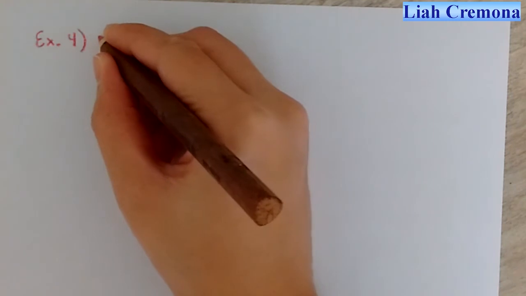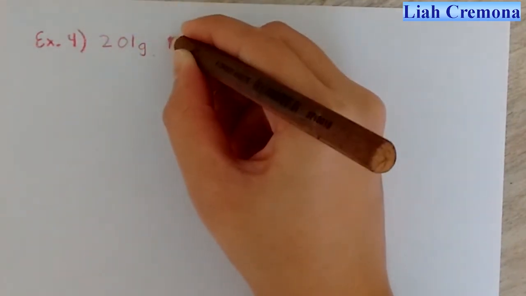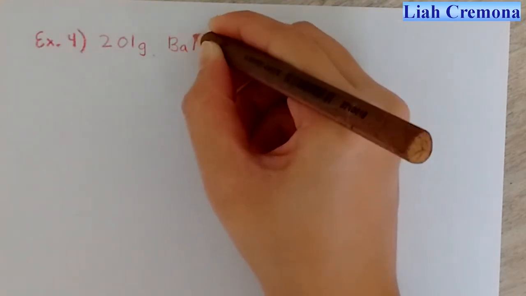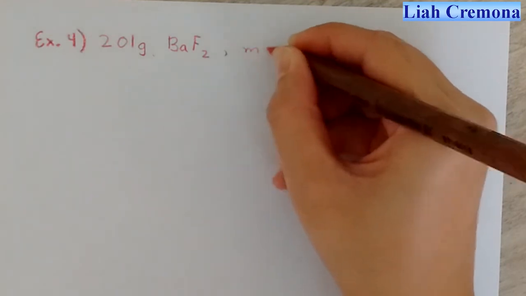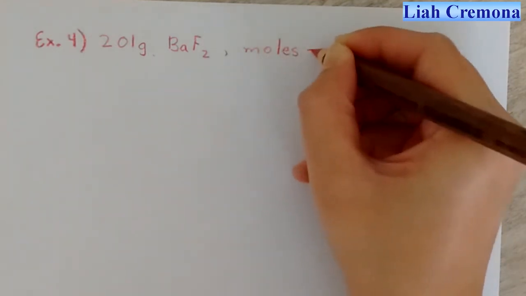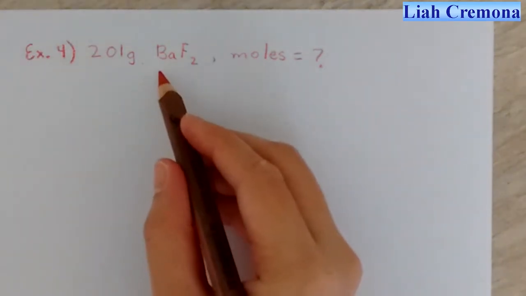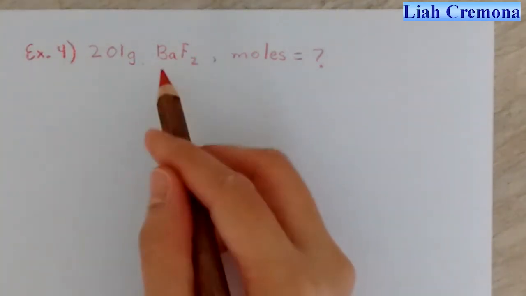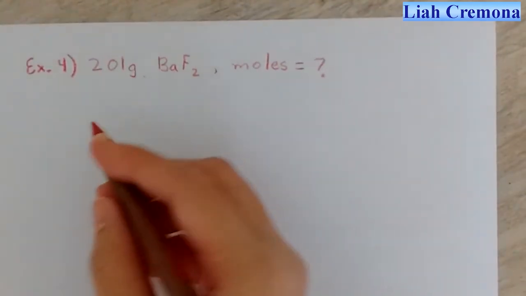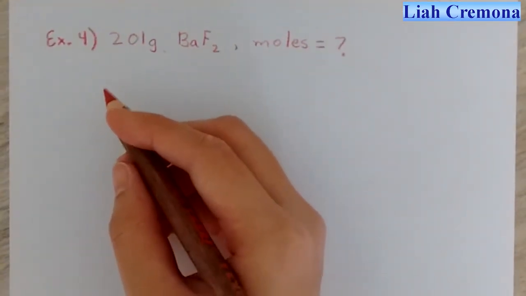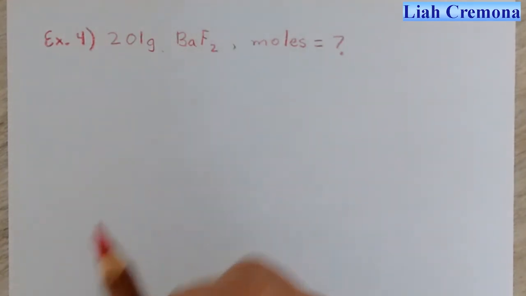If there are 201 grams of barium fluoride, how many moles is this? Here, the problem is made slightly easier because the chemical formula is already given. Now, skipping to the second step, we need to find the molar mass of barium fluoride.